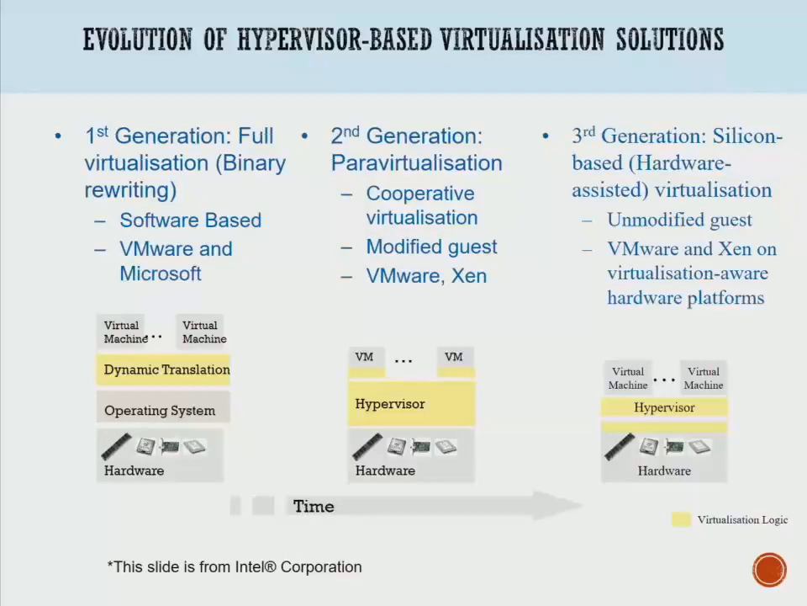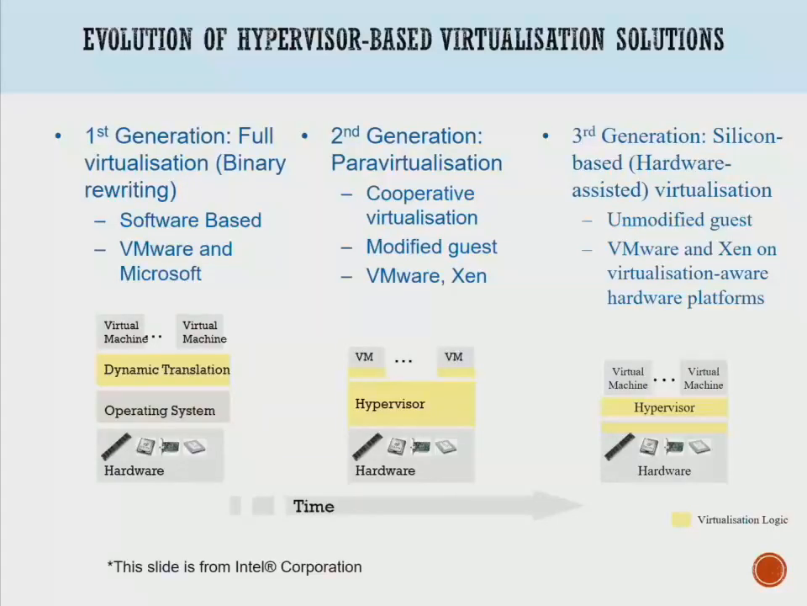So, and then there is the hardware-assisted virtualization, in which the full dynamic translation, instead of being done inside the hypervisor, is done on the hardware itself. So this is like full virtualization, in which the dynamic translation is done on the hardware. Here it's in the software. That's how full virtualization and hardware-assisted virtualization differ from each other.